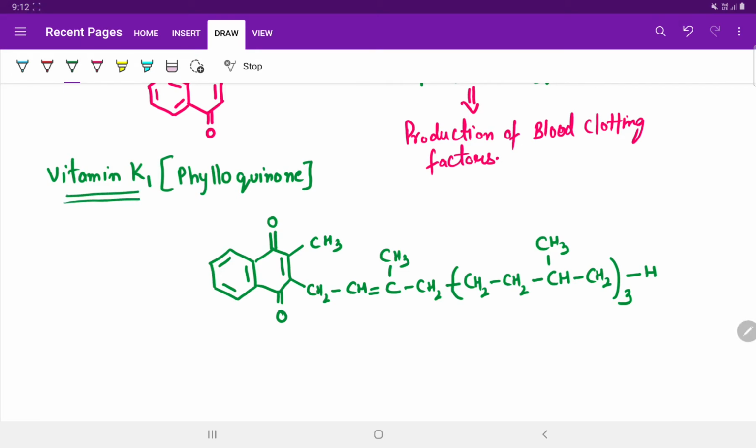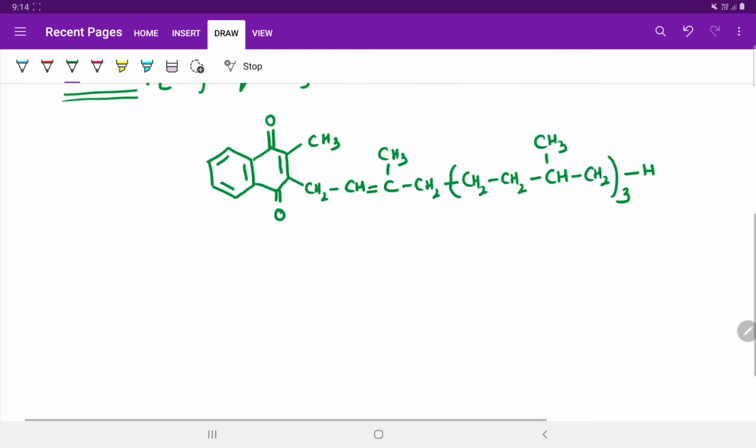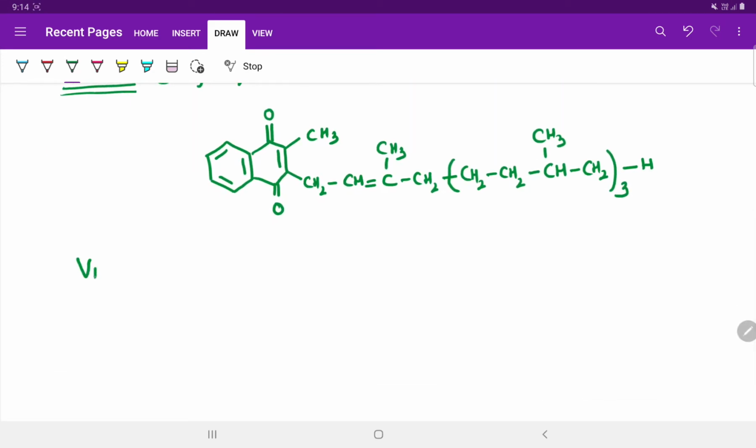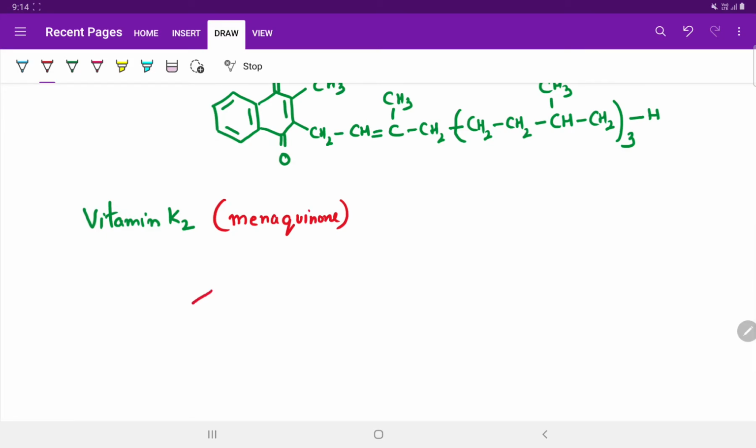Now the another form of vitamin K, that is vitamin K2, known as menaquinone. Now we shall be drawing the structure of vitamin K2, also known as menaquinone. It also has a basic ring structure of naphthoquinone in it. All of you are now familiar with the structure of naphthoquinone.